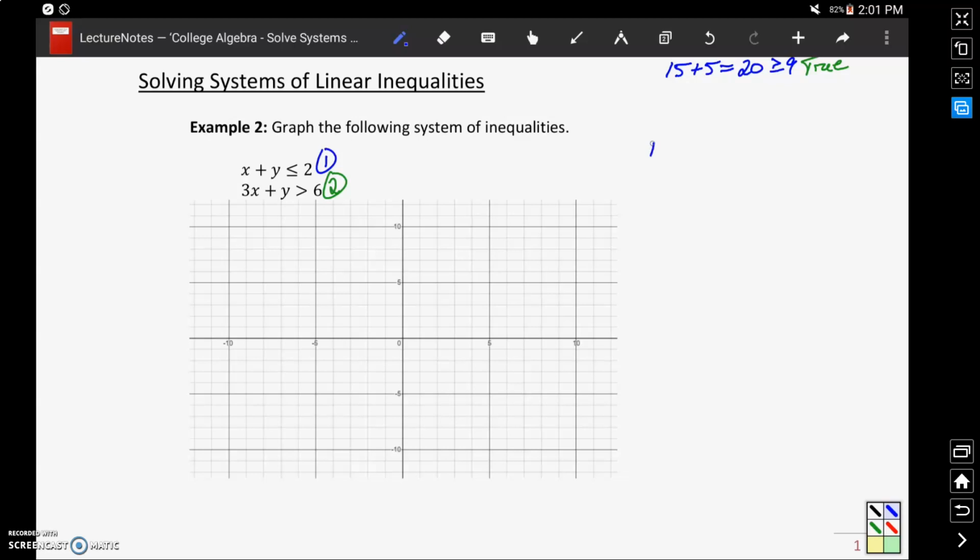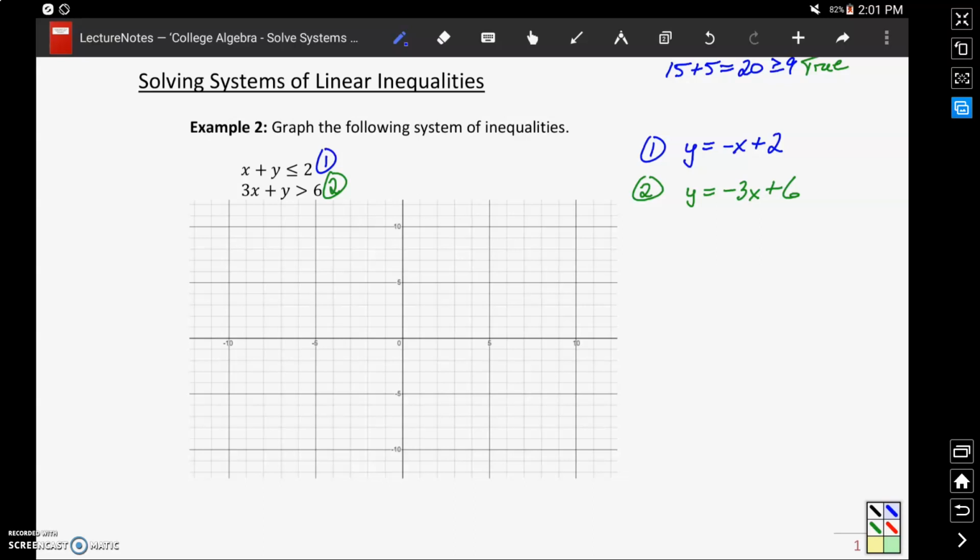What we'll do then is first look at inequality statement 1 and solve that for y. Subtracting x to the other side will give us y equals negative x plus 2. And for our second inequality statement, we'll end up with y is equal to negative 3x plus 6. Rewriting both inequalities as equations allows us to look at these in slope-intercept form.